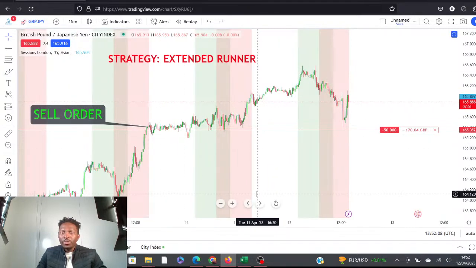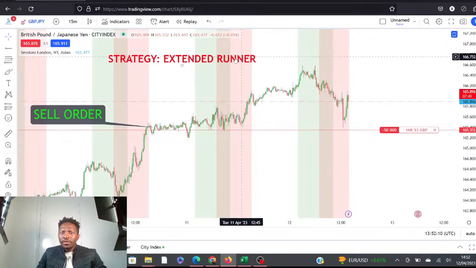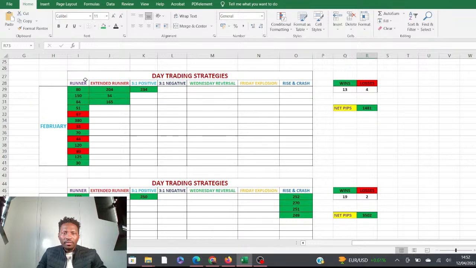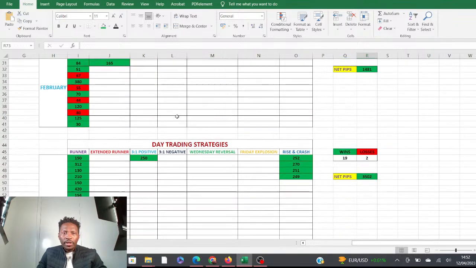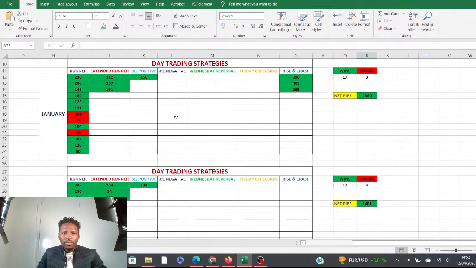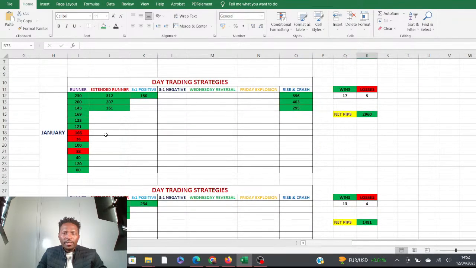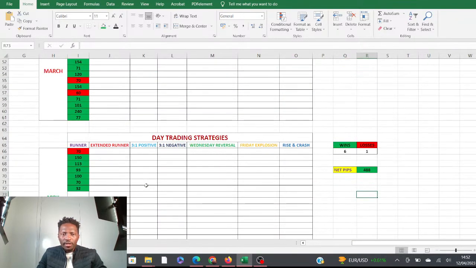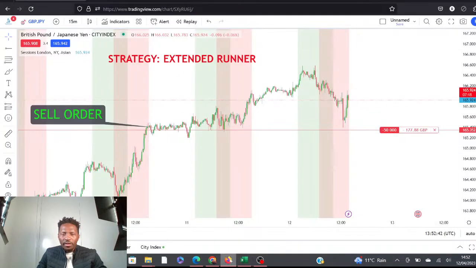And as you've seen from my results guide, I haven't lost an extended run or trade since this year started. Every single extended run or trade that I took this year has been a winning trade. 3 in January, 3 in February, 6 trades so far, and they've all been winning trades on the extended run. And you can see the pips taken from those. So maybe today could be the first time I lose an extended run or trade, which is okay.